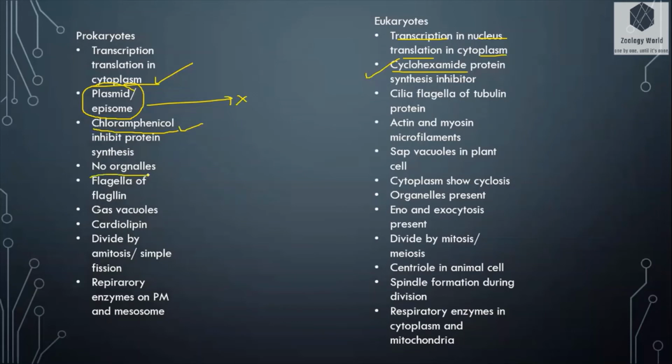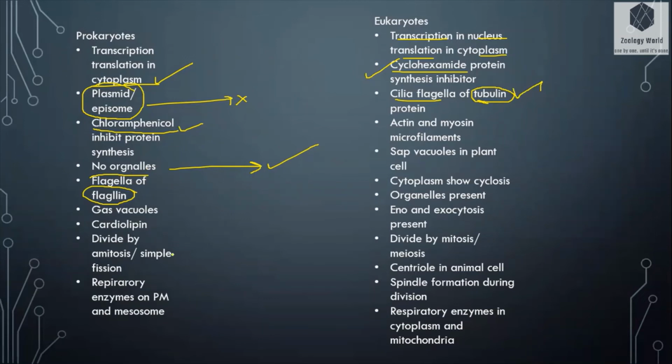There are no membrane-bound organelles found in the prokaryotes, and the eukaryotes have different membrane-bound organelles. The flagella, if found in the prokaryotic cell, are made up of the flagellin protein, whereas cilia and flagella are both found in the eukaryotes. Cilia are smaller in size but larger in number. Flagella are larger in size but smaller in number, and they are made up of microtubules, especially by a protein known as tubulin.